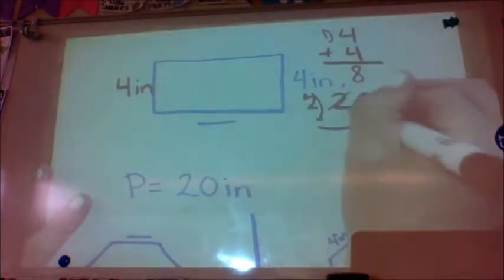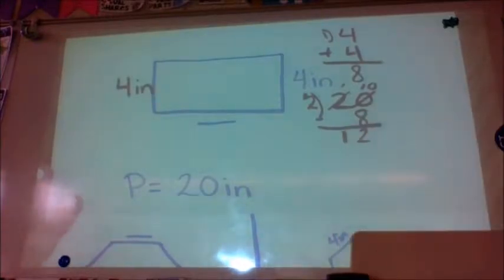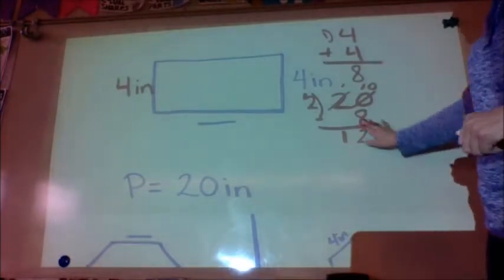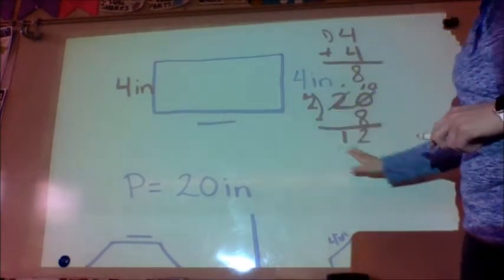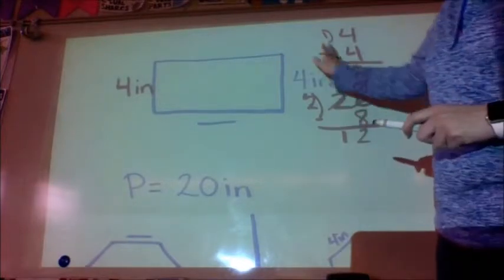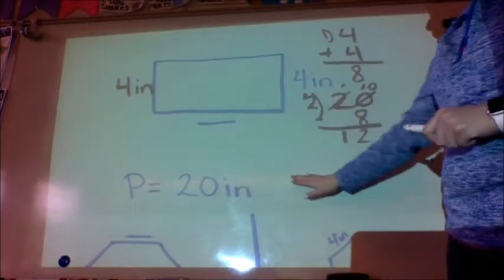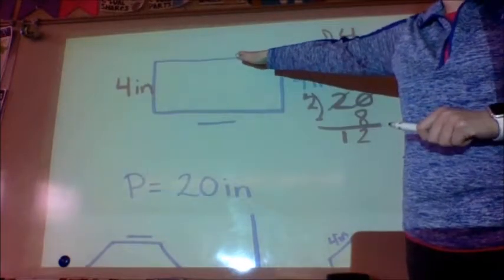So we regroup. That becomes 10. 10 minus 8 is 2. 12. Now, what students have a little bit of trouble remembering is that this 12 is not the length of this entire side. That this 12 is the remaining inches that I need when adding up all 4 sides to get this total of 20 inches.